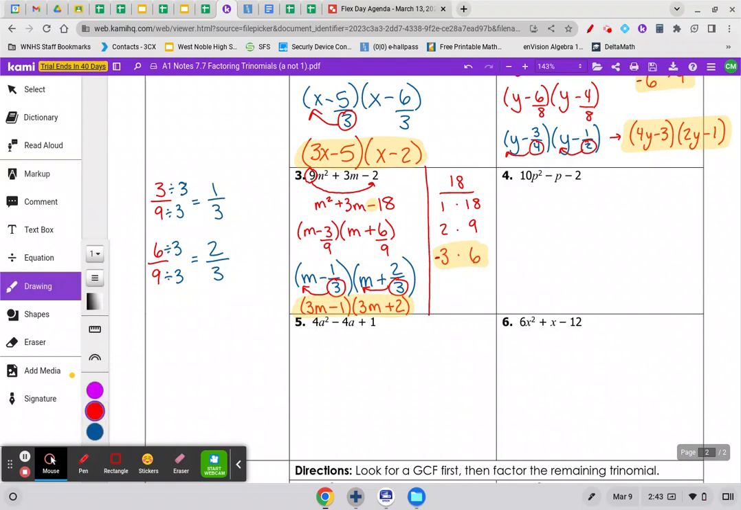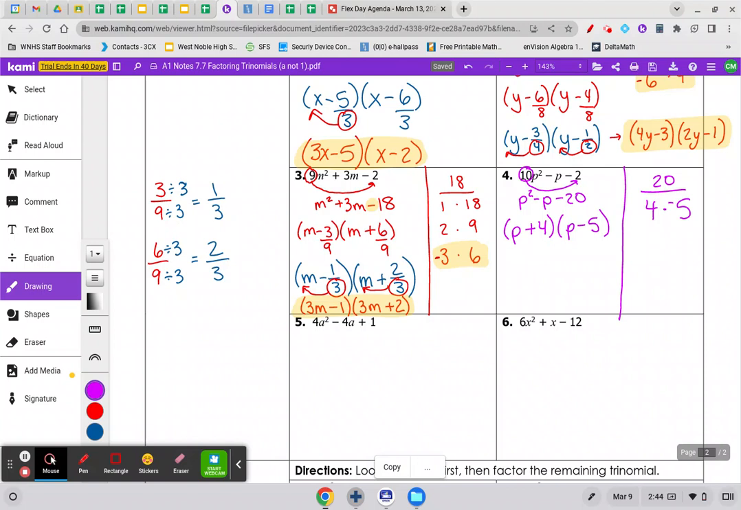So we'll continue on. I'm going to go a little faster through the rest of these. Hopefully that just jogged memory. 10 gets multiplied back. We slide it back, or slip it back. We get p squared minus p minus 20. The factors of 20 here that subtract to negative 1 are 5 and 4. The 5 must be the negative, so that way we get negative 1 when we subtract. So we have p plus 4, p minus 5.